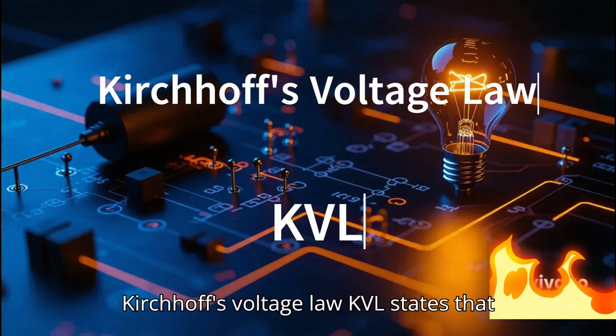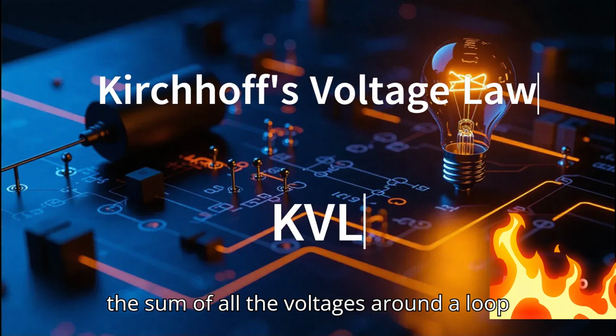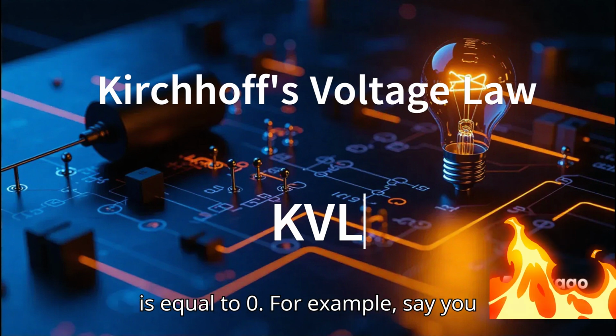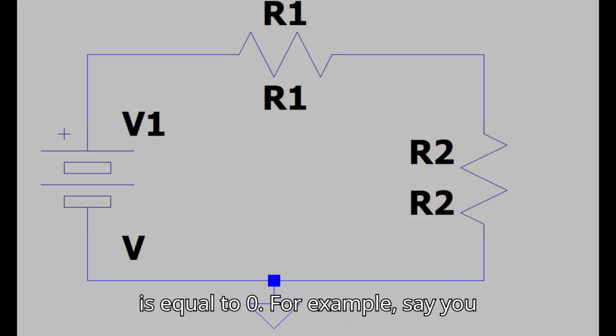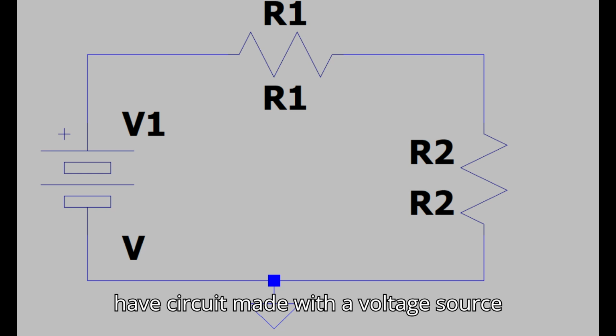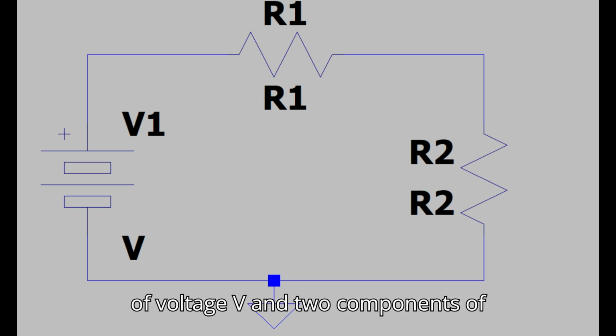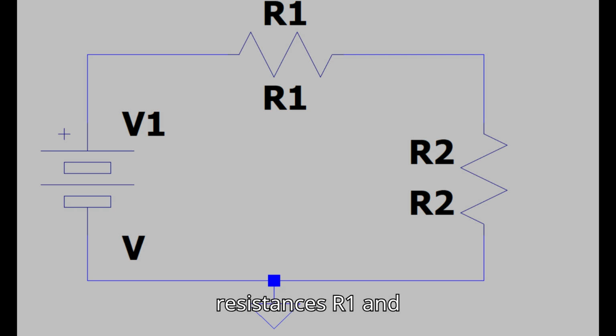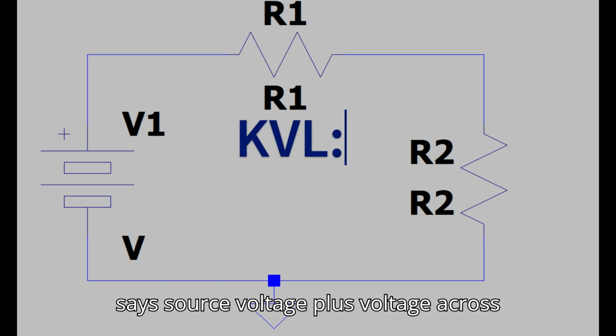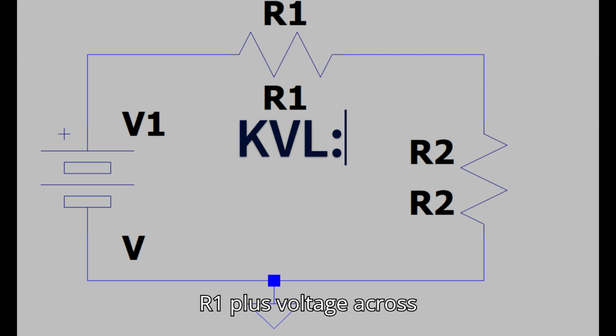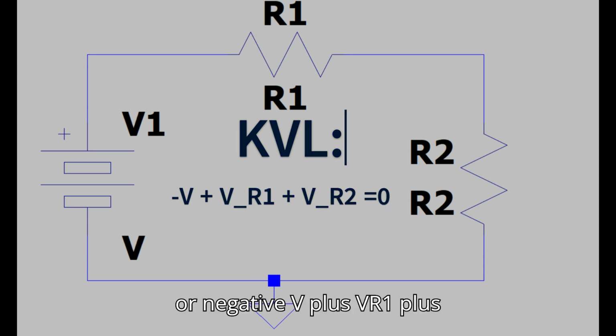Kirchhoff's voltage law, KVL, states that the sum of all the voltages around a loop is equal to 0. For example, say you have a circuit made with a voltage source of voltage V and two components of resistances R1 and R2 in series. KVL says source voltage plus voltage across R1 plus voltage across R2 equals 0, or negative V plus VR1 plus VR2 equals 0.